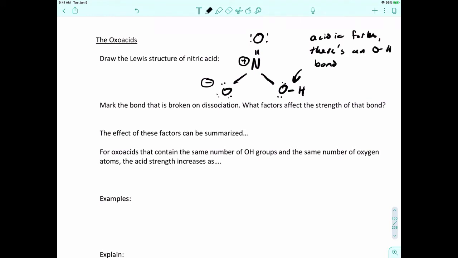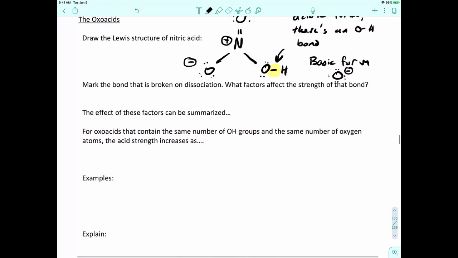Okay, basic form, it would be O minus. Okay. All right, so mark the bond that's broken on dissociation. Again, it's going to be that bond between the O and the H that's broken. Now, what factors affect the strength of that bond?